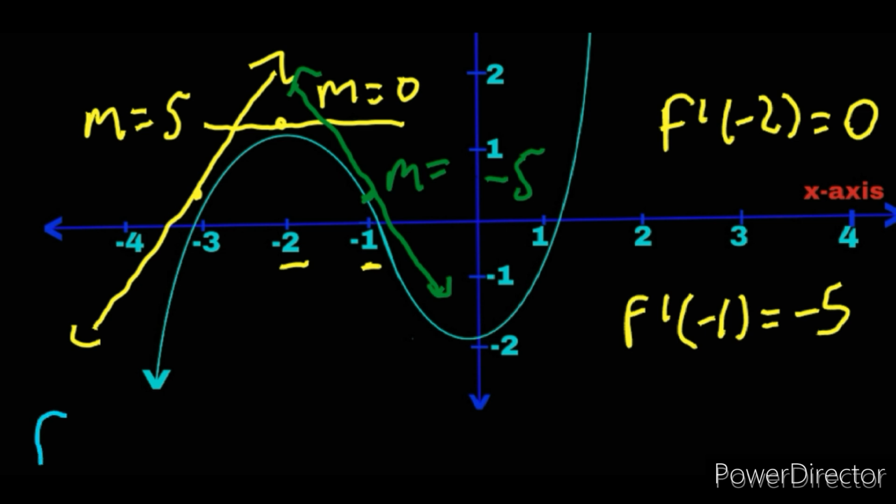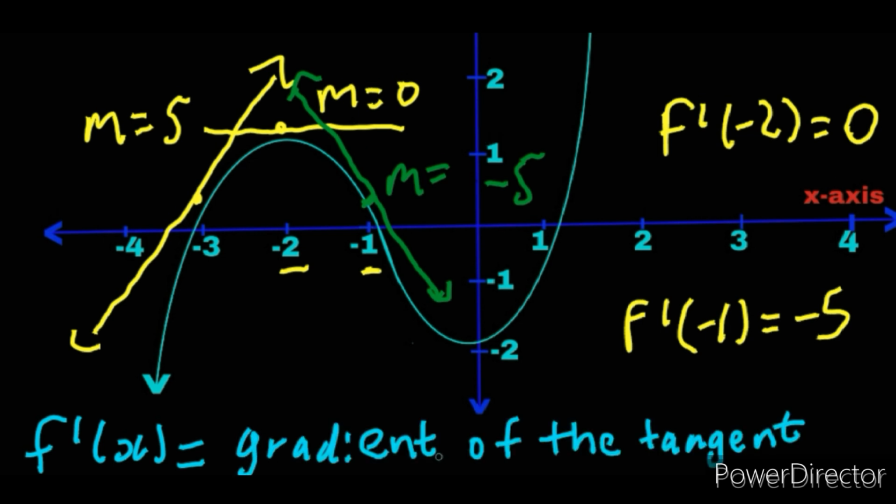So the first derivative always represents the gradient of the tangent at that point. So please memorize this.